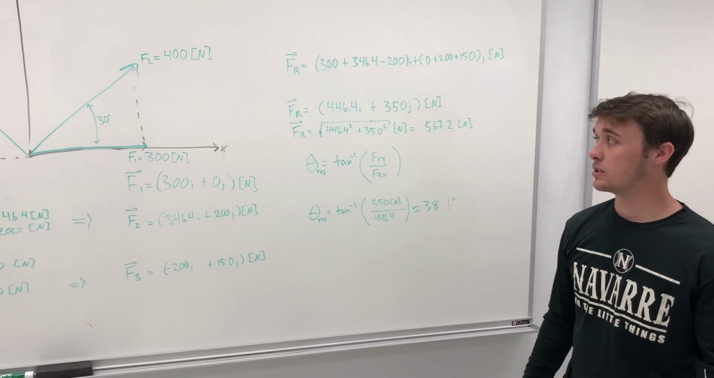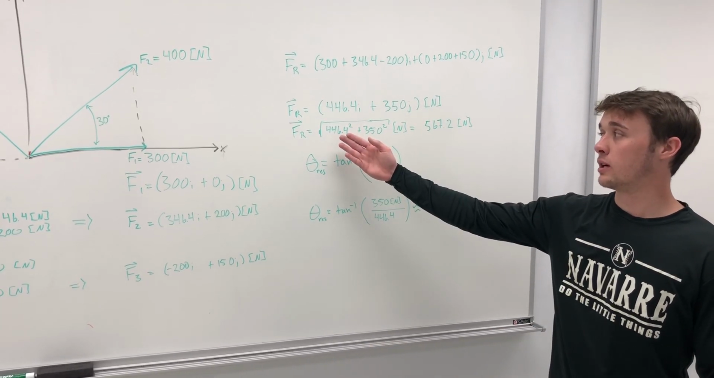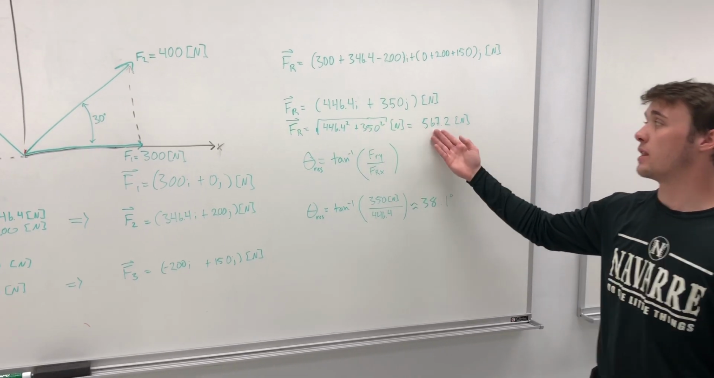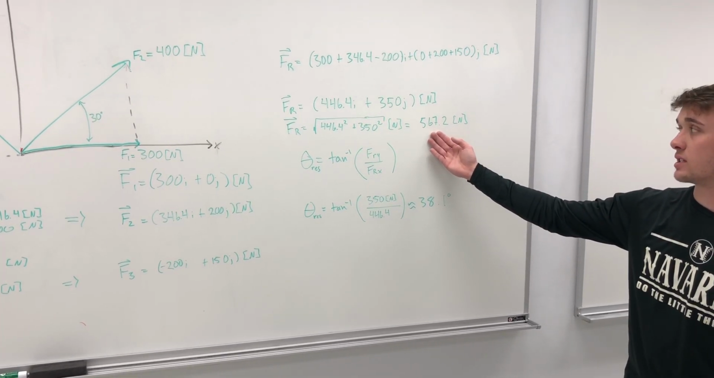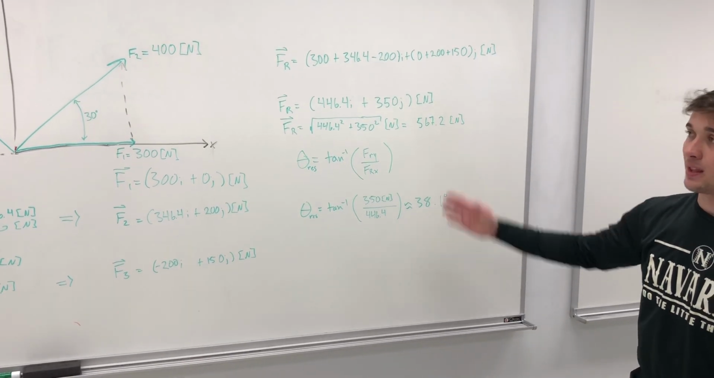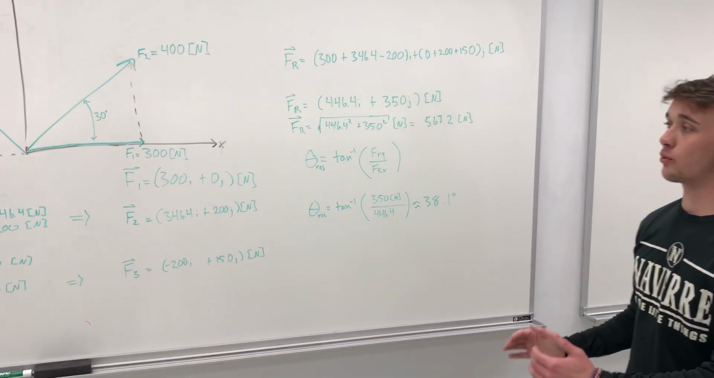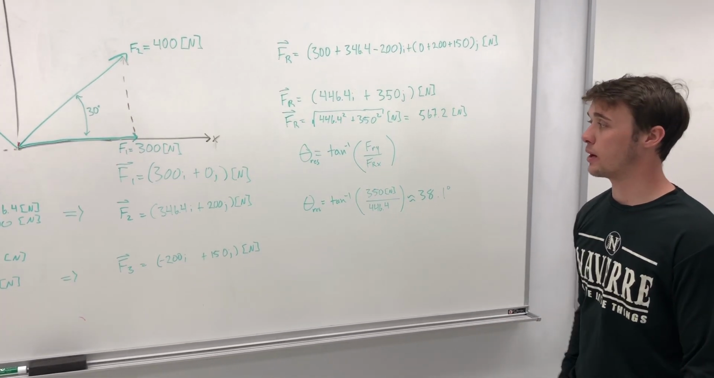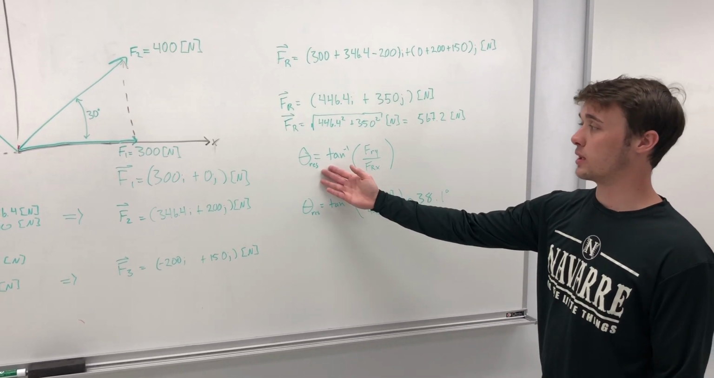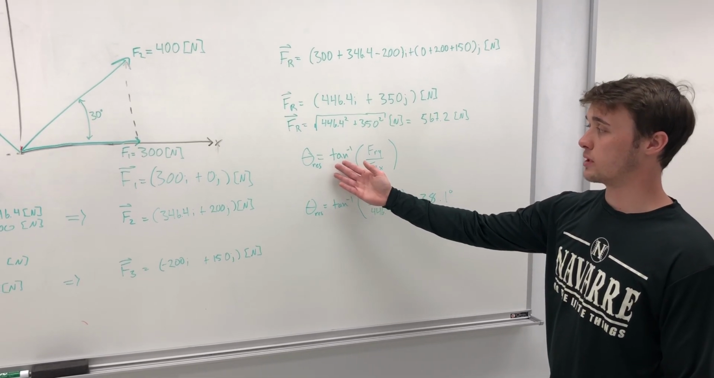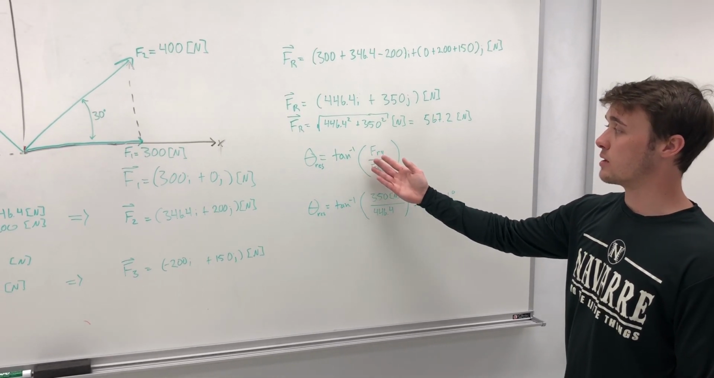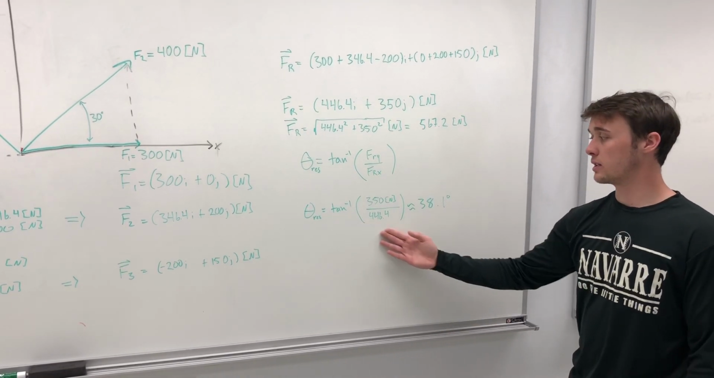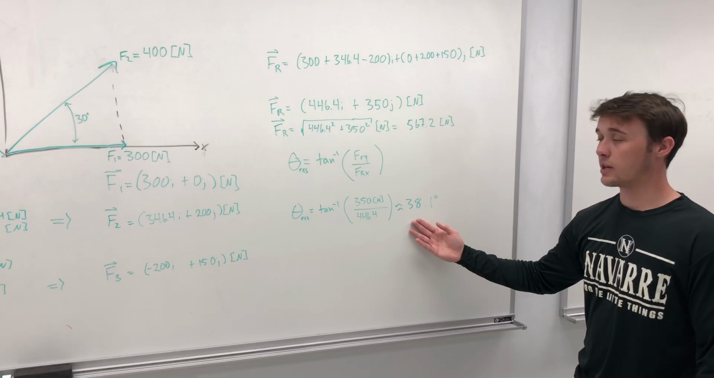If we wanted to find the magnitude, we know we just take the square root of both of these values squared. When we do that, we find the magnitude is 567.2 newtons. The last thing we need to do is find the angle relative to the x-axis that our resultant force is going off of. Here we use this formula: theta of the resultant force is the inverse tangent of the y component of the resultant over the x component of the resultant. Here we have it plugged in, and we get an angle of about 38.1 degrees.